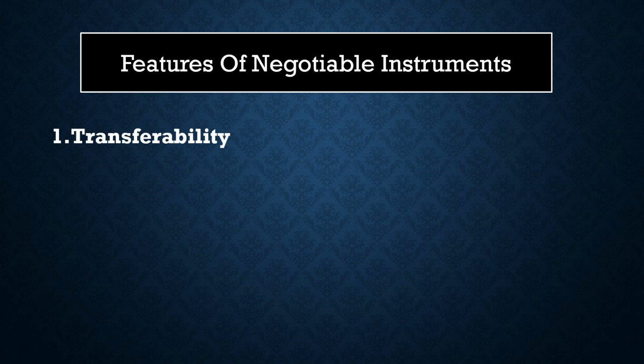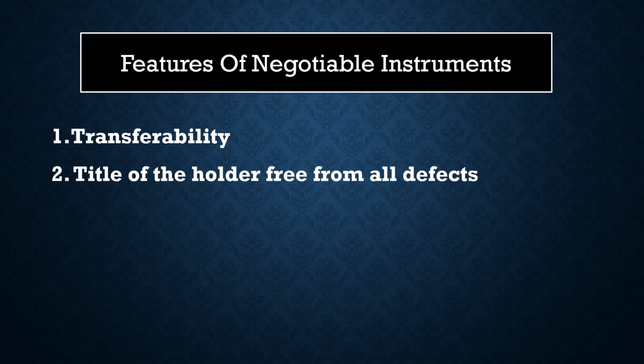So in each case, in the case of bearer document and also in the case of order document, the transfer can be done easily. The next feature is title of the holder free from all defects. So if I am giving a check to a particular person, that person is holding a check. Suddenly I become insolvent, I don't have any money. So other creditors are approaching and asking that particular person to give the check to them. So the defects on my part will not affect the bearer of the document. This we saw in the previous definition of K.C.